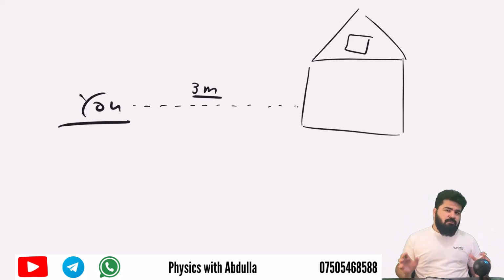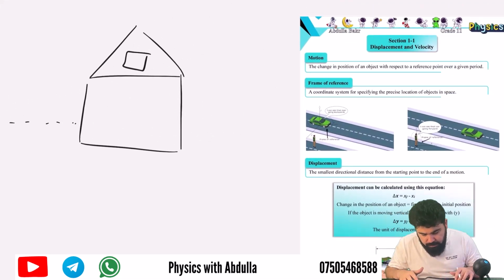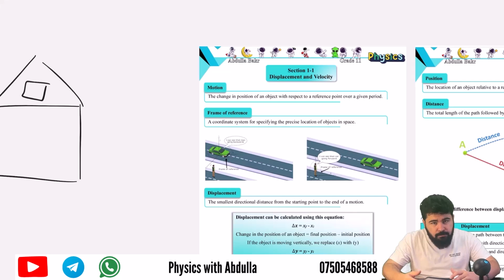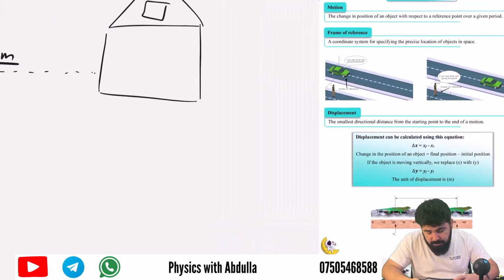So frames of reference can be anything. They can be trees, they can be buildings, they can be an apartment, anything. Okay, so you get the idea. So motion is the change in position of an object with respect to a reference point. Okay, and frame of reference is basically a coordinate system that we use to know the location of an object. Now we have displacement.